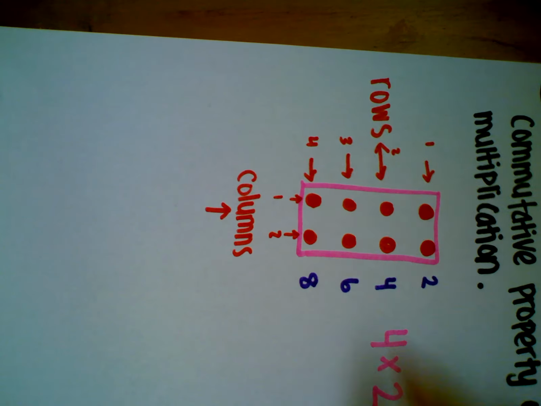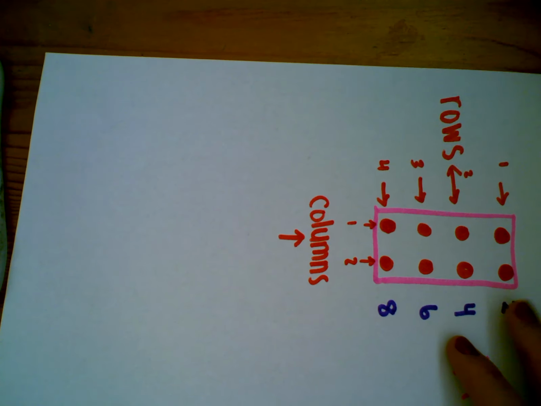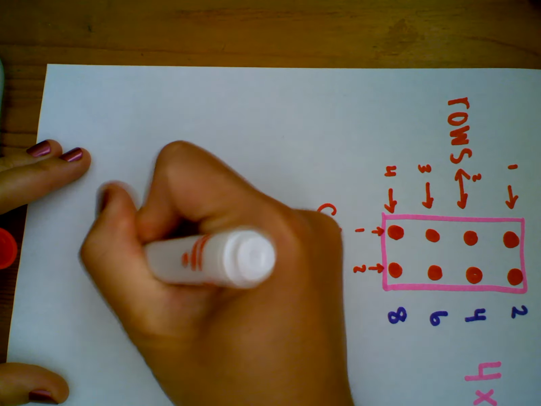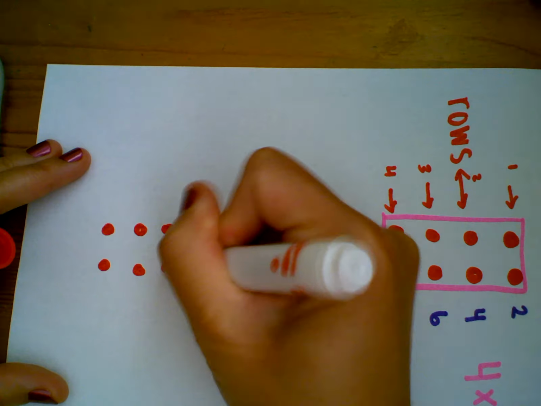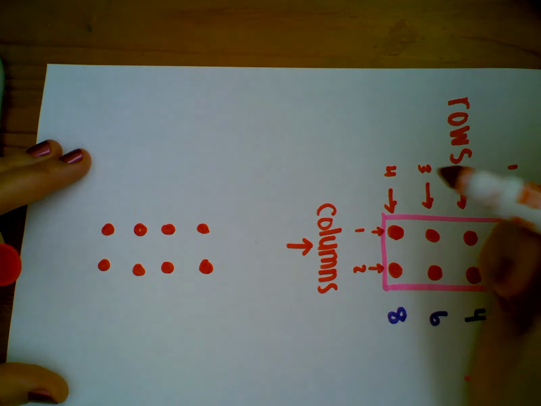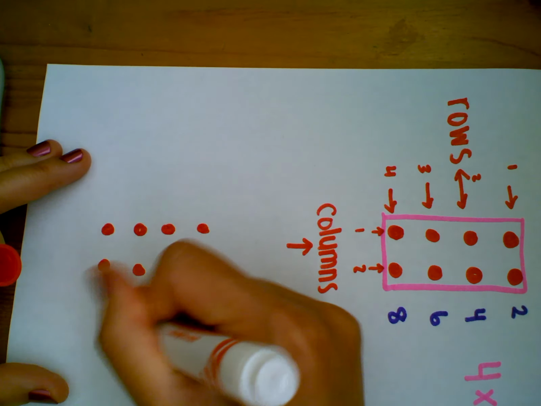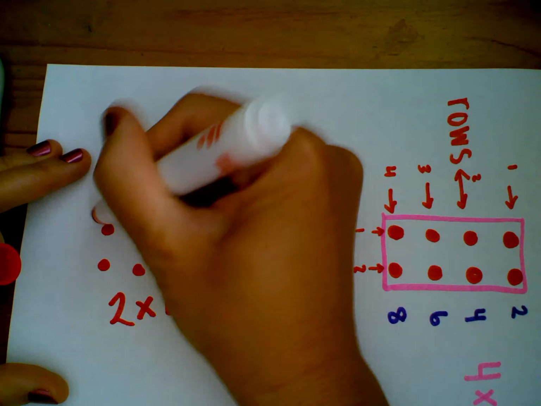Okay, so now I'm going to redraw this one, and I'm going to put it down here. So here I'm going to take the same array, and this time we have 2 rows, and in each one we have 4 dots. Okay, so now this array, the multiplication is going to be 2 times 4 is equal to 8.